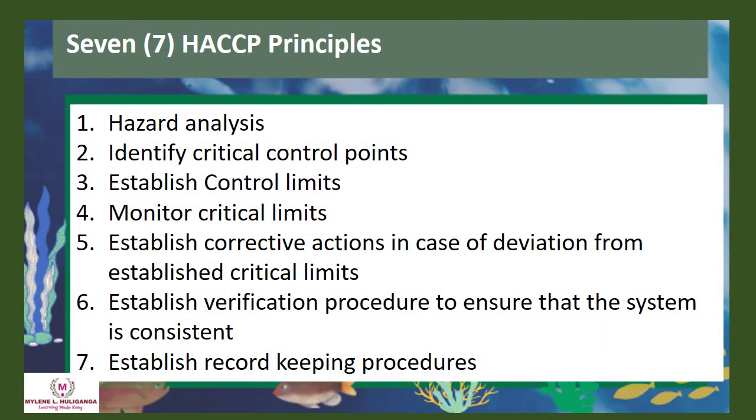The 7 HACCP principles. Number 1, hazard analysis. 2, identify critical control points. 3, establish control limits. 4, monitor critical limits. Number 5, establish corrective actions in case of deviation from established critical limits. Number 6, establish verification procedures to ensure that the system is consistent. And number 7, establish record-keeping procedures.